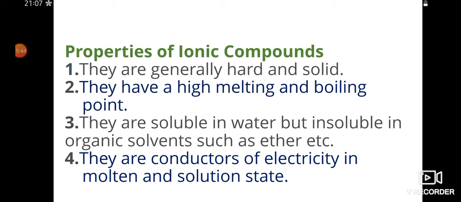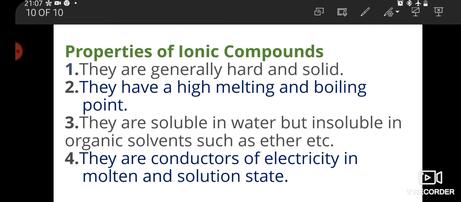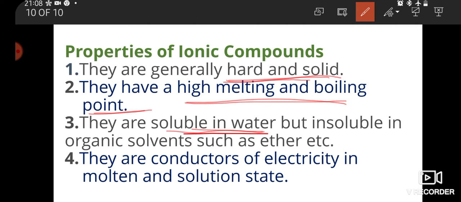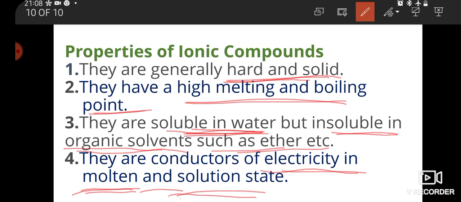Now next, properties of ionic compounds. First, they are generally hard and solid. Next, they have a high melting and boiling point. They are soluble in water but insoluble in organic solvents such as ether, etc. Next, they are conductors of electricity in molten and solution state.